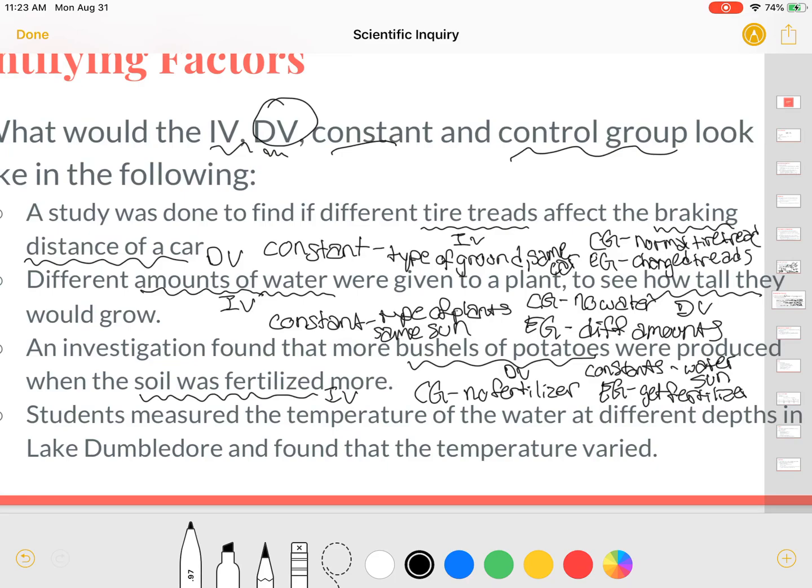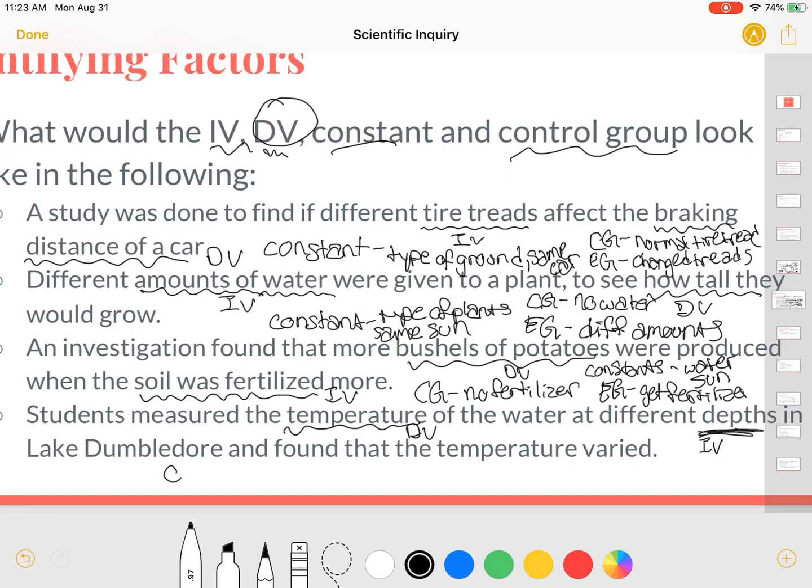And then for our last example, we're going to do: students measured the temperature of the water at different depths in Lake Dumbledore and found that the temperature varied. So are we in control of the temperature of the water? No, we can't change the temperature of the water, but we can control the depths that we measure it in. So the depth of the water is our independent variable, because that's what we can control, where we test it. But we can't control the temperature, so that's going to be our dependent.